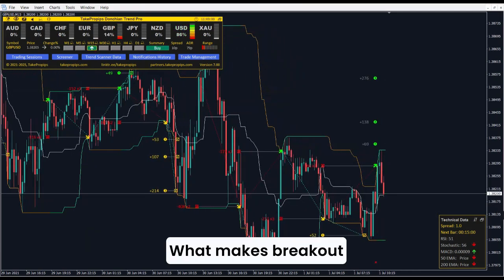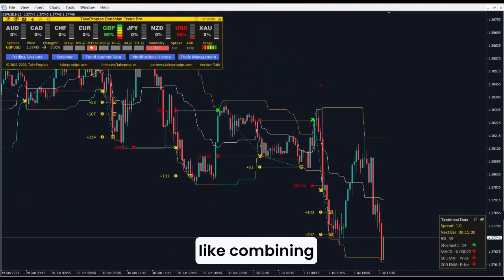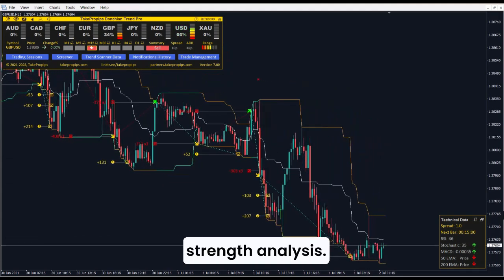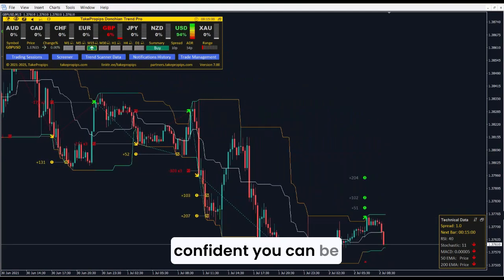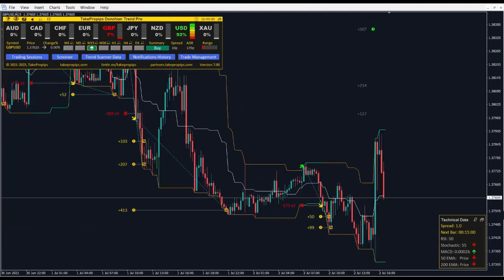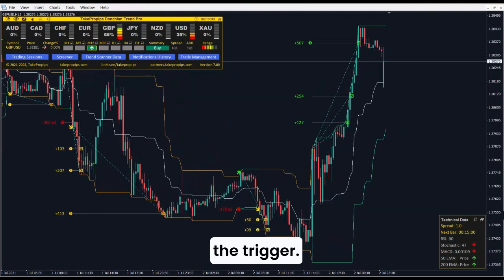What makes breakout trading even more powerful is when you can stack strategies, like combining trendline breakouts with volatility expansion and strength analysis. The more confirmations you have, the more confident you can be in the move. And that's exactly what professional traders do. They look for alignment across multiple factors before pulling the trigger.